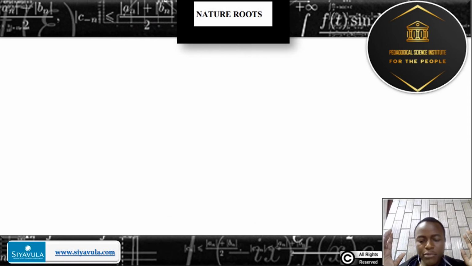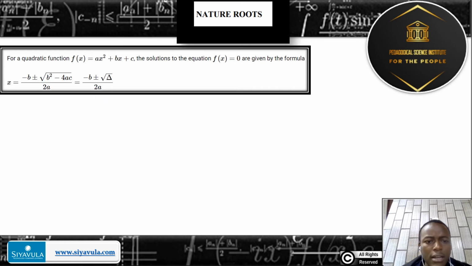Okay, let's now come to the last part of our lesson today. And this is nature of the roots. I hear most of you learners really struggle with nature of the roots. You say it's difficult. No, nature of the roots is very simple. You just need to understand. Understanding is key. I'll first teach this a bit, then we do some examples, then that will be enough for today.